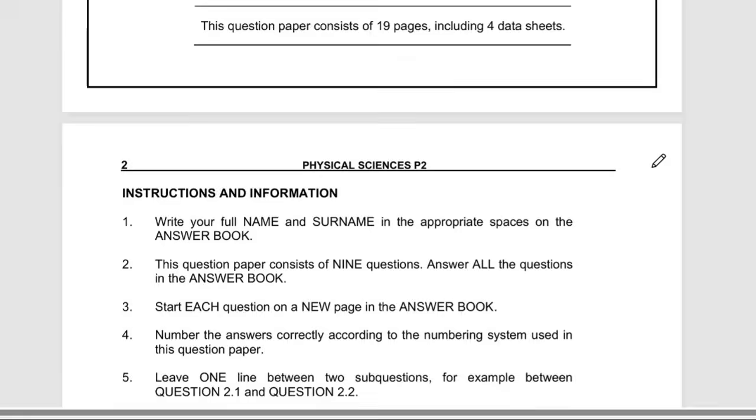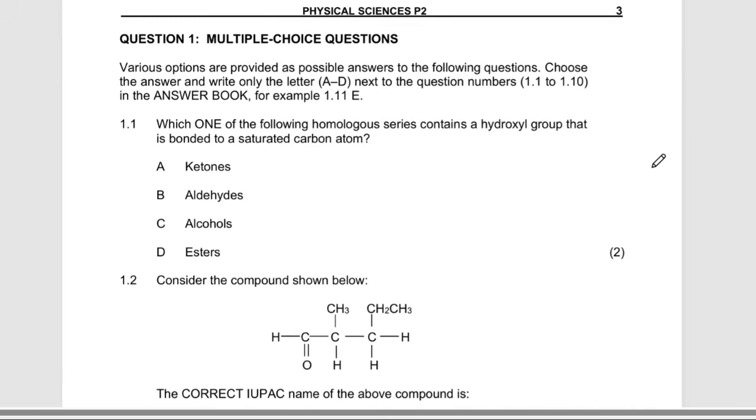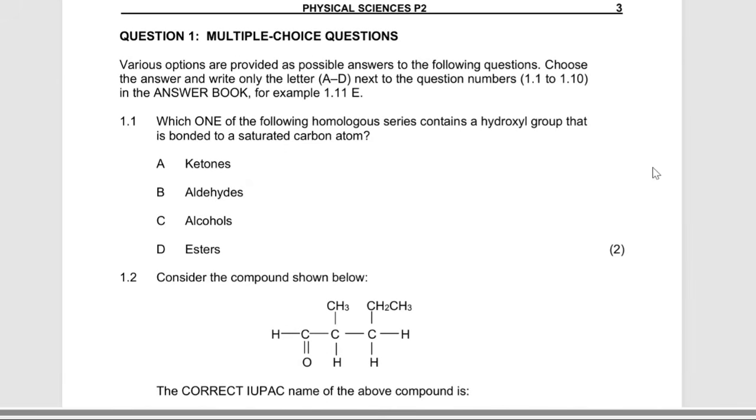It's chemistry, paper 2. The next page is our instructions. Then we are going to quickly proceed to our multiple choice questions, which is question number 1. So 1.1 reads: Which one of the following homologous series contains a hydroxyl group that is bonded to a saturated carbon atom? By saturated, we're referring to single bonds between carbon atoms.